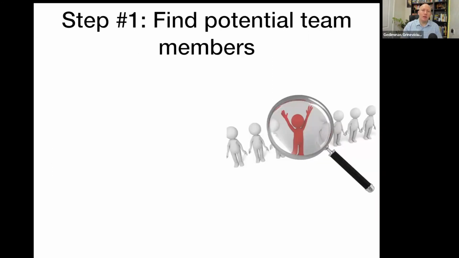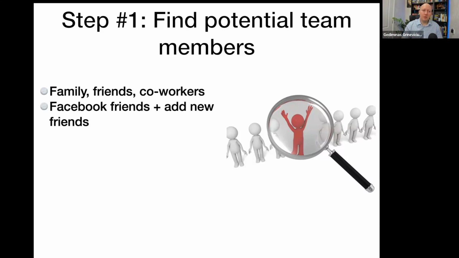So step one is to find potential team members, right? Which means we are contacting people to find who is actually interested, who is actually looking. So most people will start with family, friends, co-workers, basically people that already know, like, and trust them. Then we have Facebook friends. I'm sure you probably have a couple of hundred, maybe more friends on Facebook. And of course, you can add new friends every single day to expand that network.